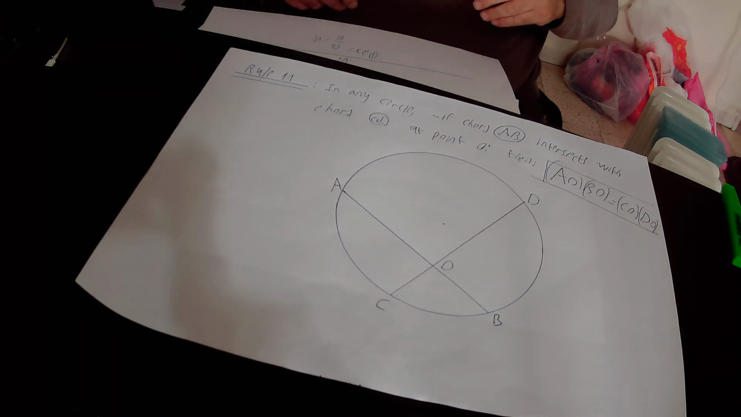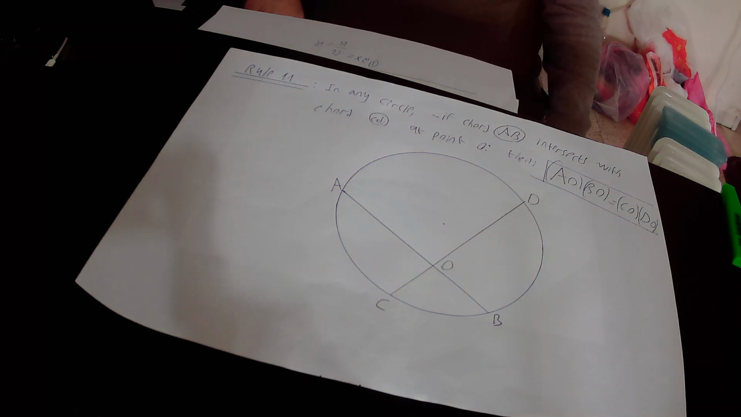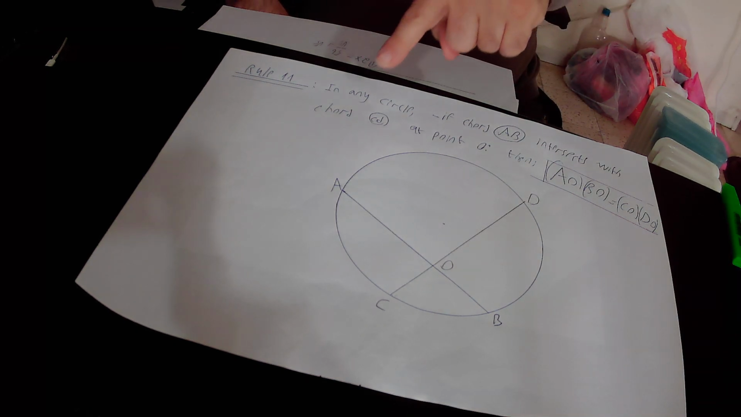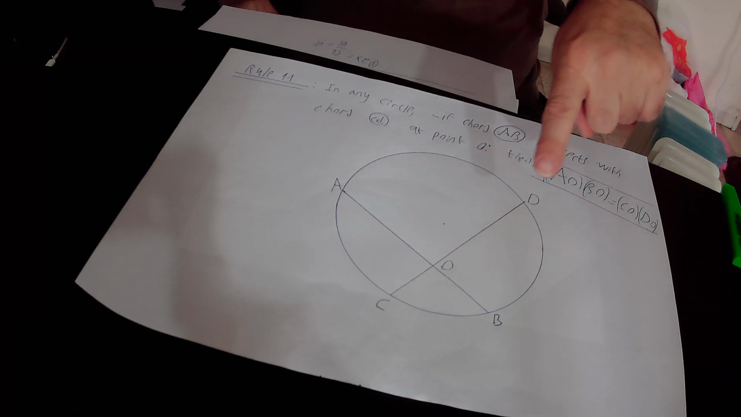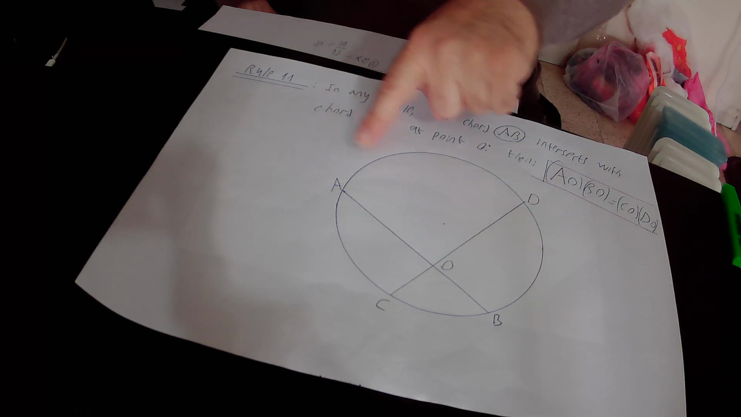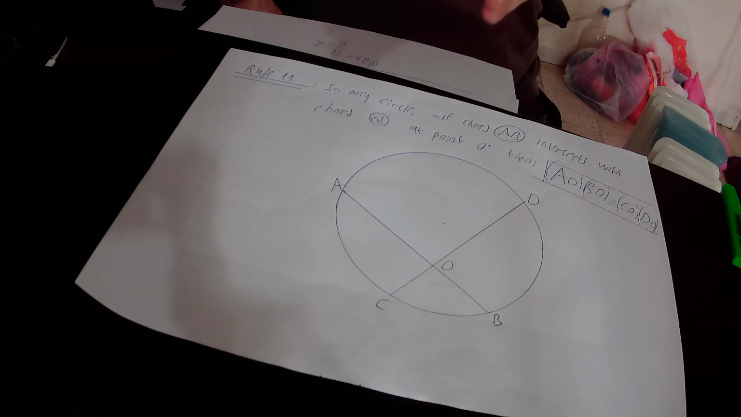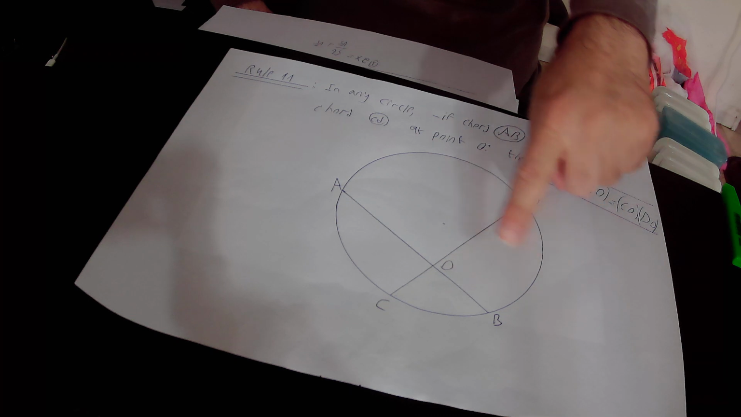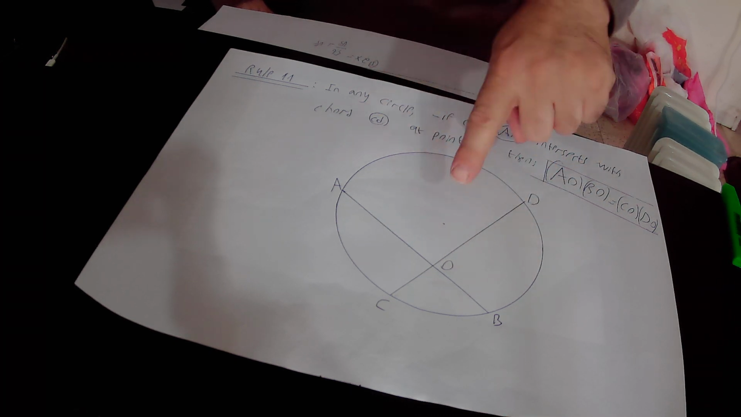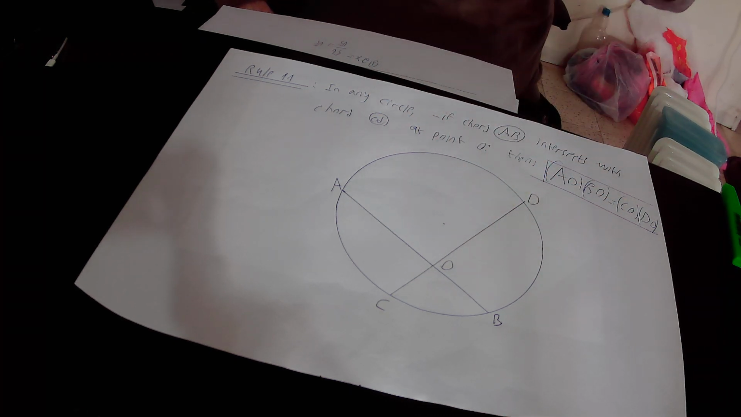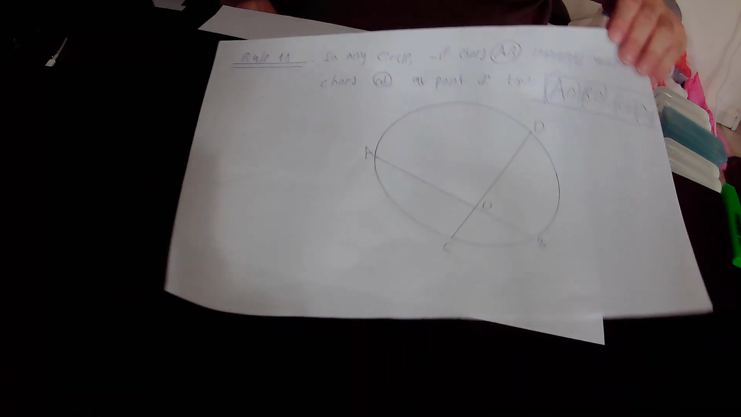So here, according to the drawing, we have chord AB that intersects with chord CD at point O. Point O is the intersection point of the two chords. Whenever you have two chords that intersect with each other inside the circle, then the following equation is true: AO times OB equals CO times OD. We can actually implement rule number 11 in our drawing.